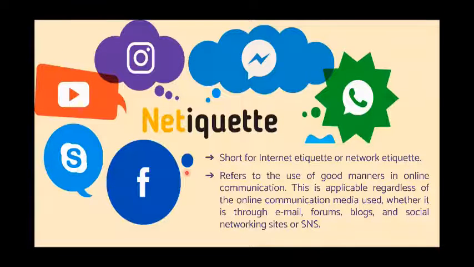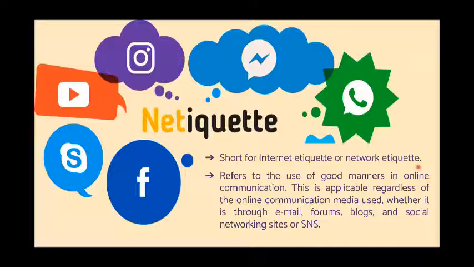Okay, so next is netiquette. What do we mean by netiquette? Netiquette is a short term for internet etiquette and network etiquette. So combined together, internet and etiquette, that's why it is called netiquette. It refers to the use of good manners in online communication. This is applicable regardless of the online communication media used. So whether it is through email, forums, blogs, and social networking sites, it applies the same rules of netiquette.